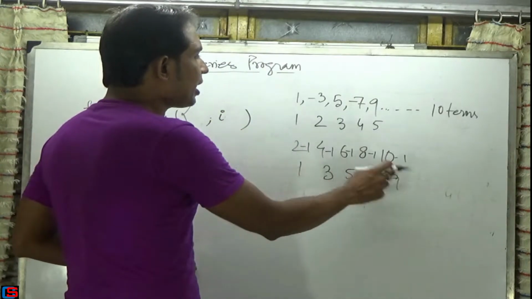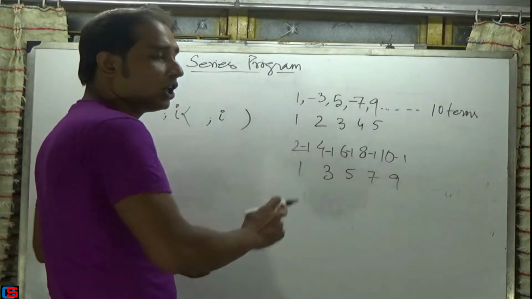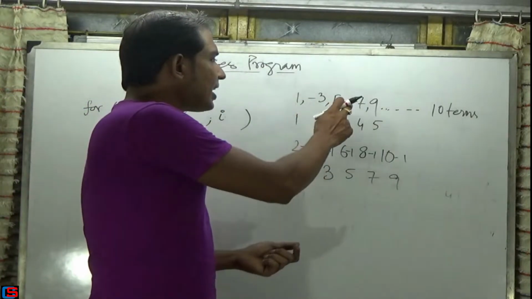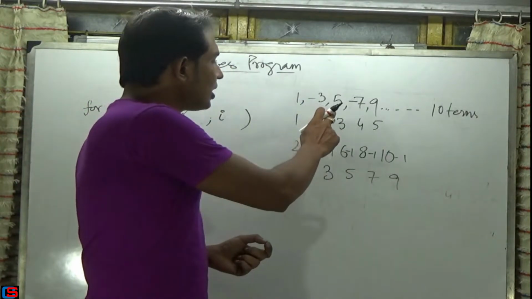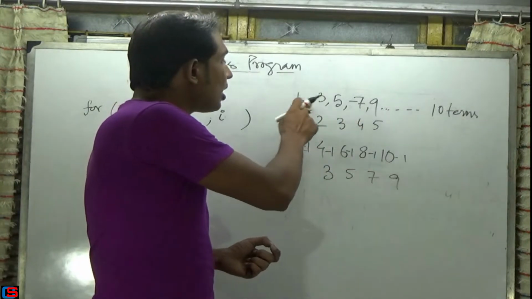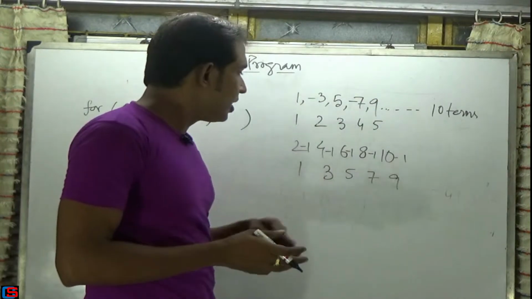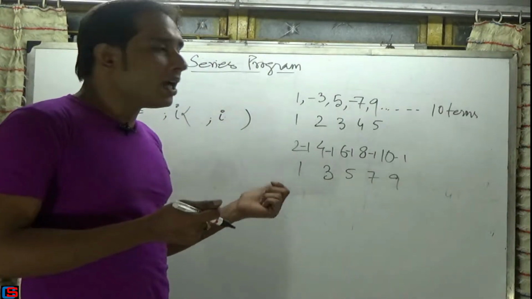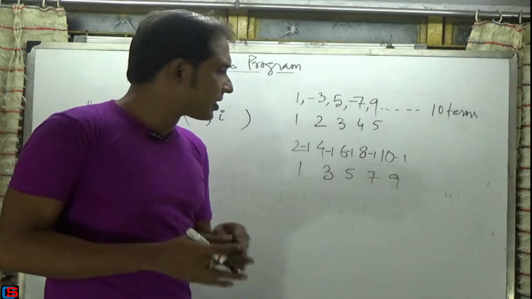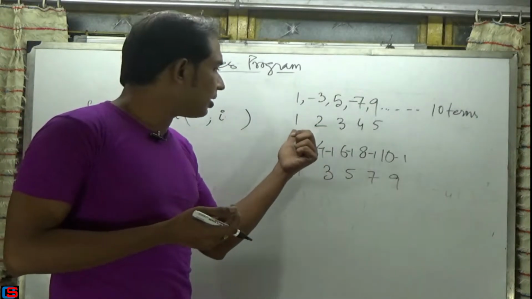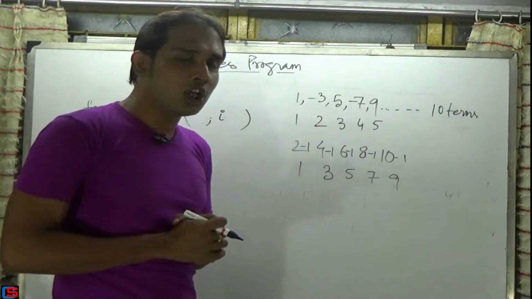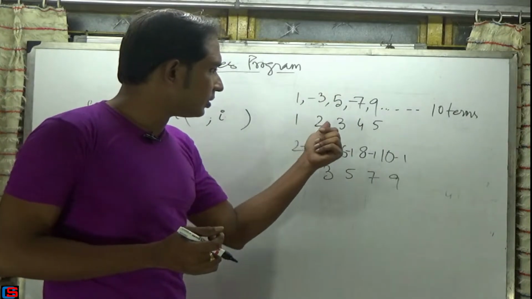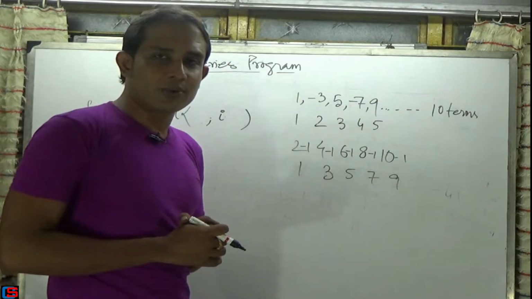So the series is generated, but the sign is not generated in this case. You can see the minus sign is actually generated in the even positions, and in the odd positions the positive sign is carried. So within the loop, I am going to use the if else condition to check whether the value of position is odd. If it is odd, then the positive value is printed, and if it is even, then the negative value is printed.